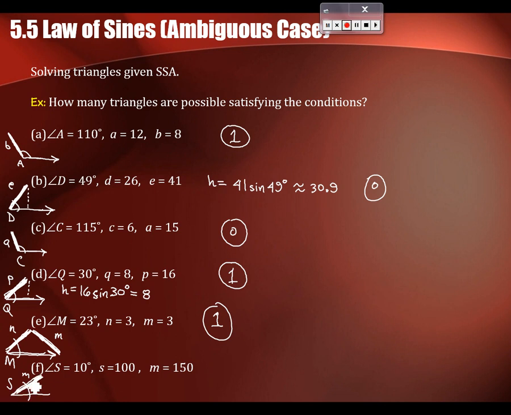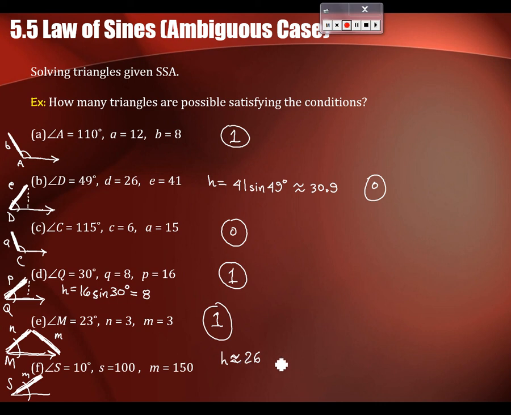I think we're going to be good. 10 degrees is not very much. 150 sine 10. Someone compute. 26. Yeah, so is 100 enough? I think so, right? So the height is approximately 26. So I think we have a triangle here.